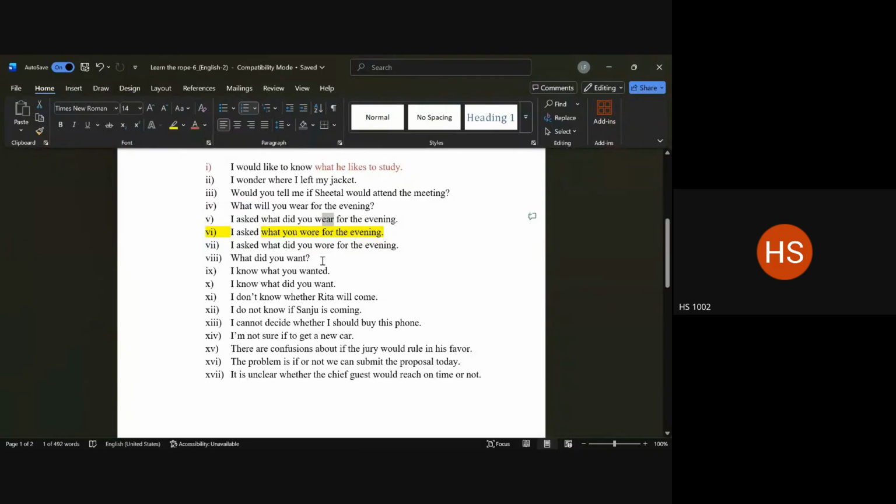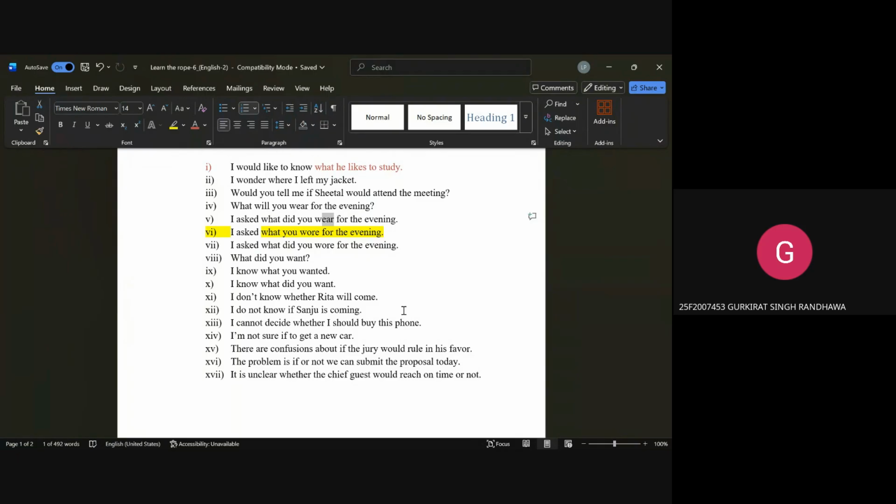Ideally, the question clause carries the tense, or it inflects on the verb itself. So the right, grammatical way of using a question clause among the three sentences would be the sixth one: I asked what you wore for the evening. No separation of tense in the case of question clauses, whether it is past tense, present tense, or future tense, whatever the tense is. No separation of tenses. Understood this point? This is very common.